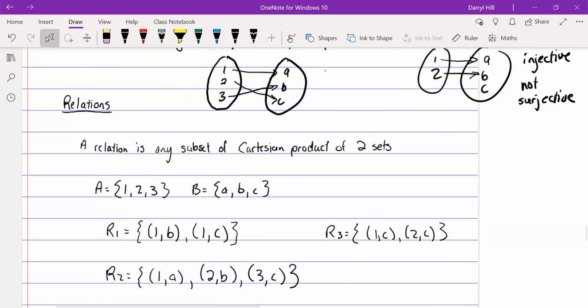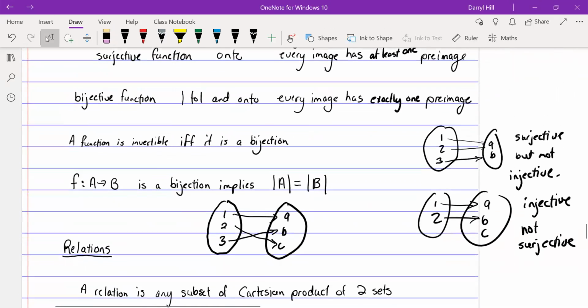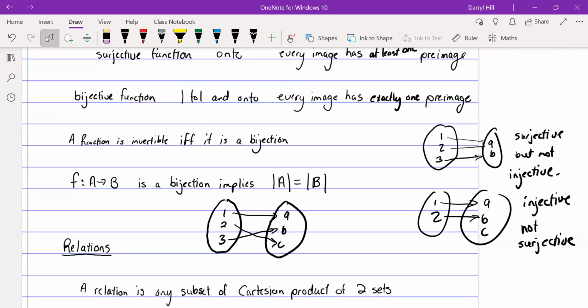Okay, so any other questions about functions?